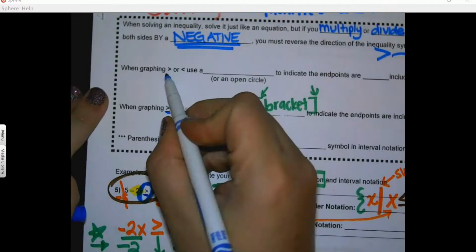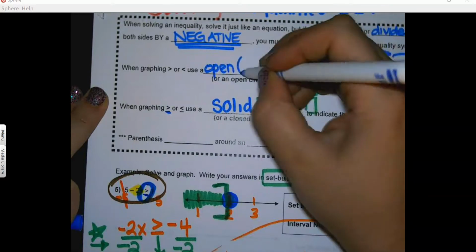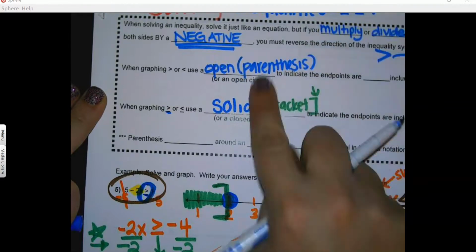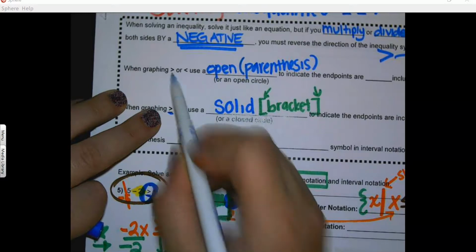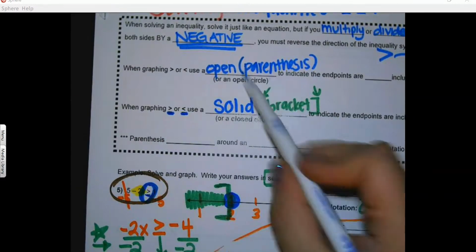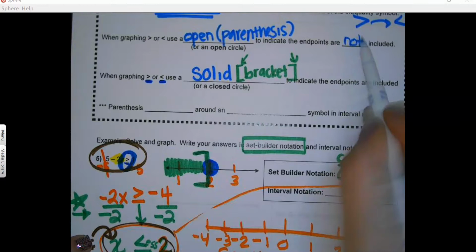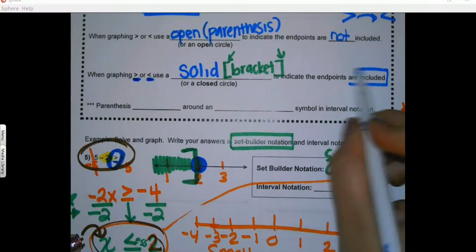Okay. So when there is no line underneath, you're going to use an open circle, or you're going to use parentheses. And the difference between parentheses and brackets: parentheses, again, you're going to use when it doesn't have the line underneath, and brackets when it has the line underneath, the inequalities. And the difference is when there's an open circle or parentheses on the number, it means that the number it's on is not included. When it has the line, it means equal to. So it means that the number it's on is included.